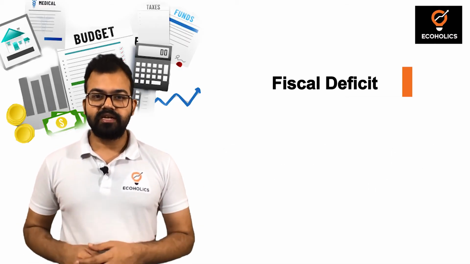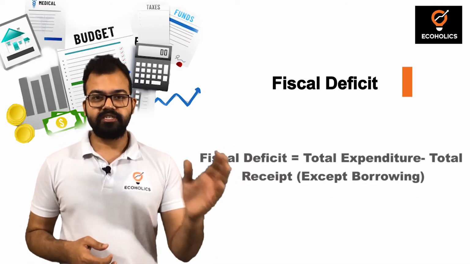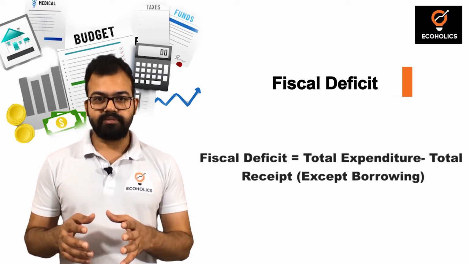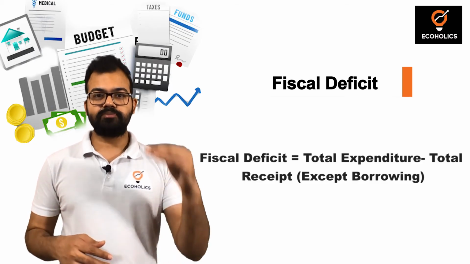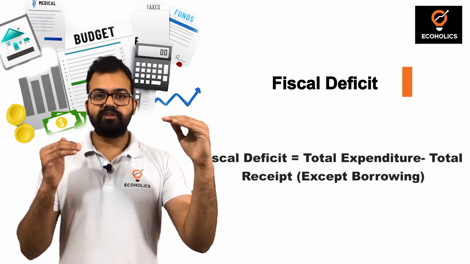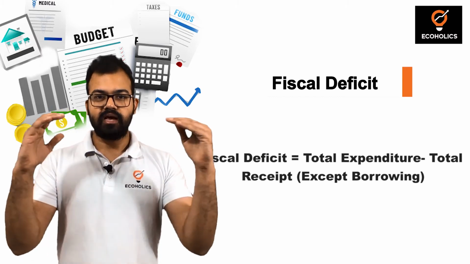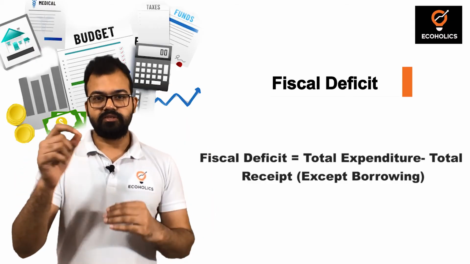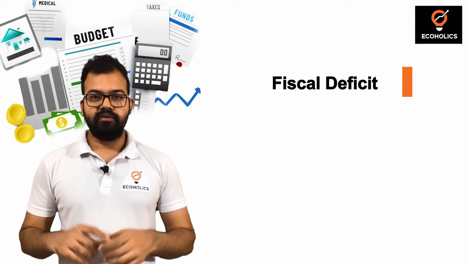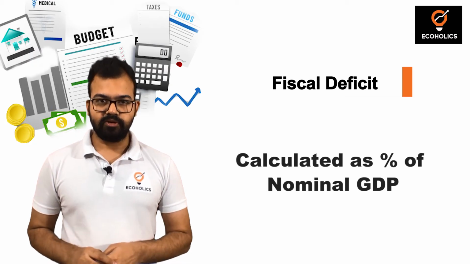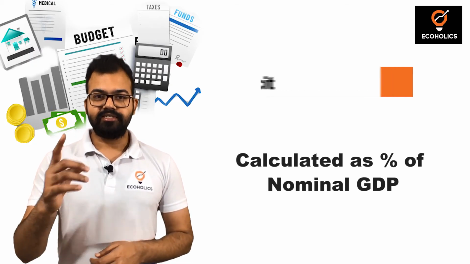The formula of fiscal deficit is very simple: total expenditure minus total receipts, except borrowing. So suppose you have expenditure of 100 rupees and receipts of 93 rupees. 7 rupees you will borrow to make it 100. The 7 rupees is your fiscal deficit. We calculate fiscal deficit as a percentage of GDP, and that is nominal GDP.